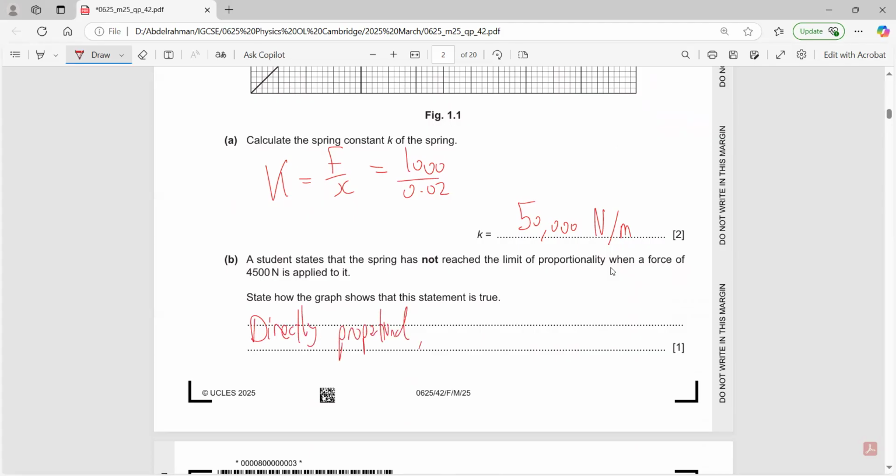Okay, what do I mean by directly proportional? It's still a straight line, or you can say it's a constant slope. It is a constant slope.